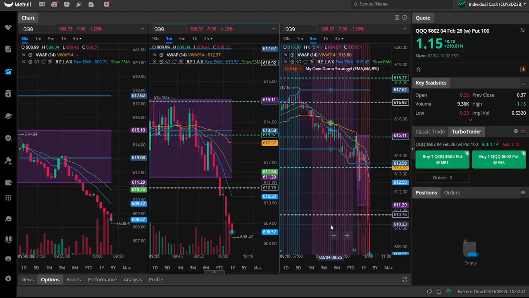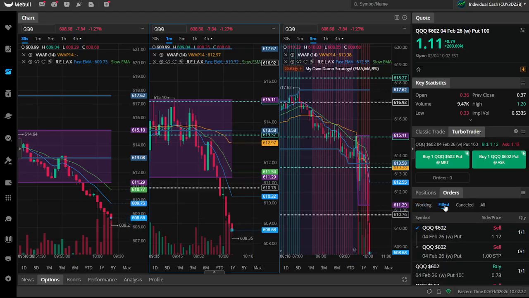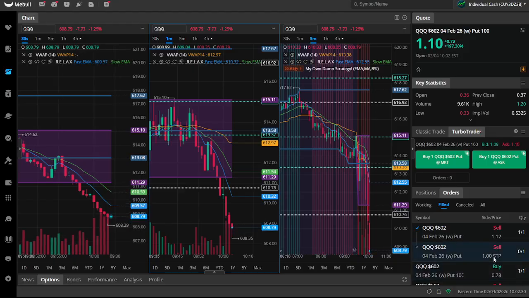I didn't update it that fast, but it took profit for me. So where am I? Orders filled. I bought it at 78. I had a stop set if it dropped back down to $1. It sold for 112. So let's see what that was.